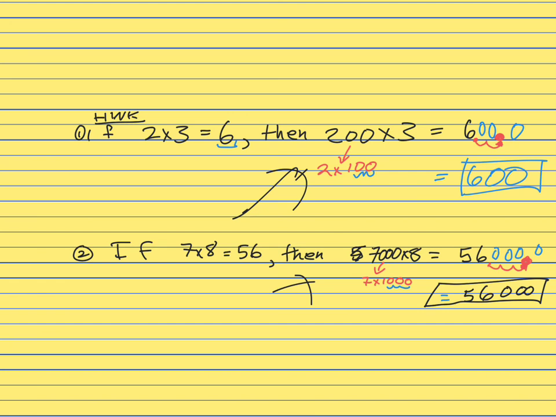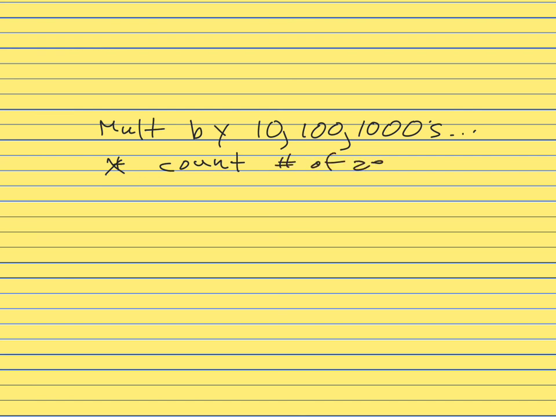So now, in summary, when we multiply by tens, by something like a 10, 100, 1,000, 10,000, we need to, 1, count the number of zeros, and then move the decimal right that same number.